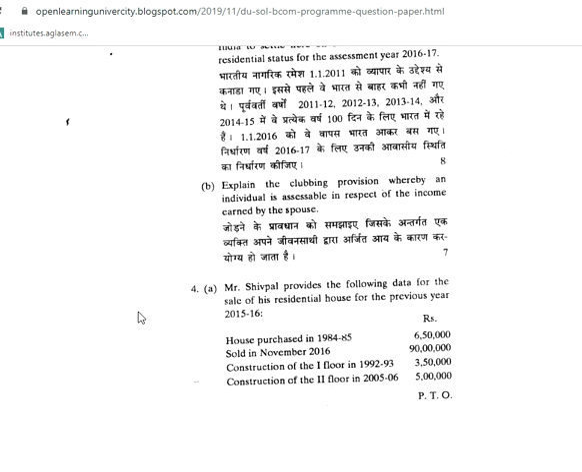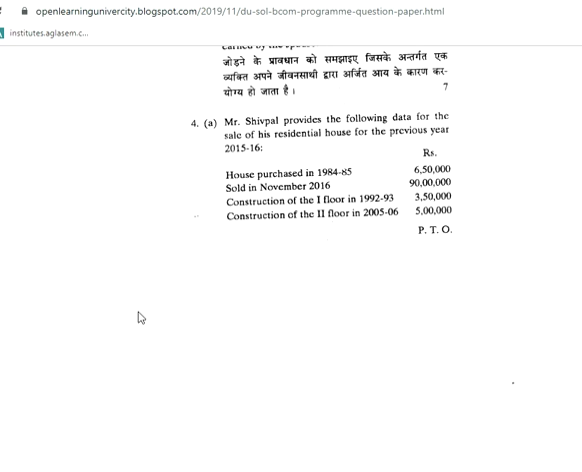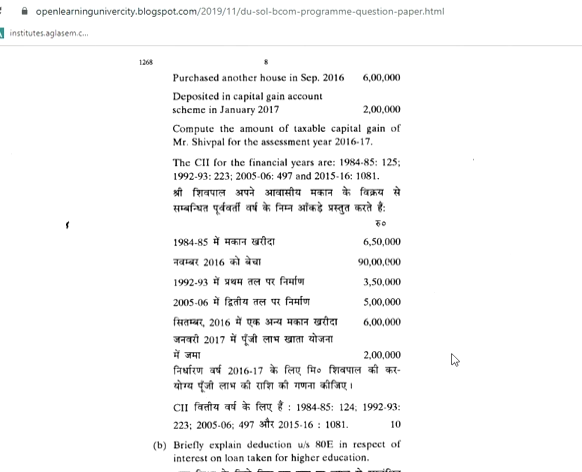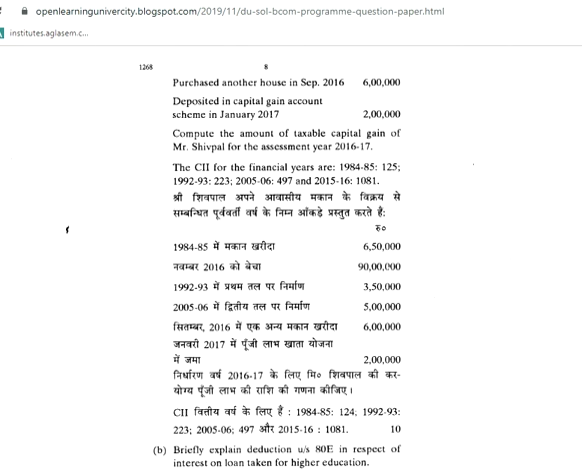Now question number 4 is a numerical type question. You can see Mr. Shipal provides the following data from the sale of a residential house in the previous year. The house was purchased in 1984, and you can read it. You can see question number 4 properly. You can go through the question easily in Hindi or in English, both languages.